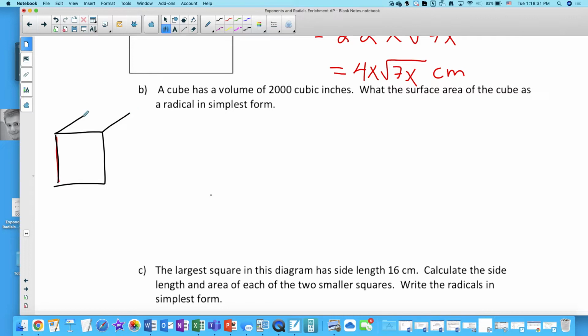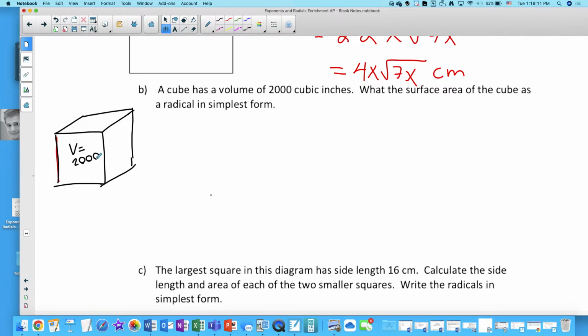So we know that the volume of this cube is 2,000. Could you do something along the lines of 2,000 cubic inches divided by the cube root of 2,000 cubic inches? No, you couldn't, because that would give you... oh, I see, because you're after the surface area. Yeah, let's come back to that. I like that. I never even thought of that.